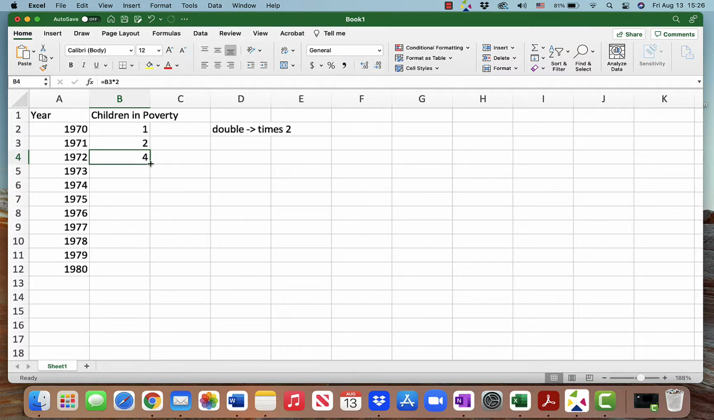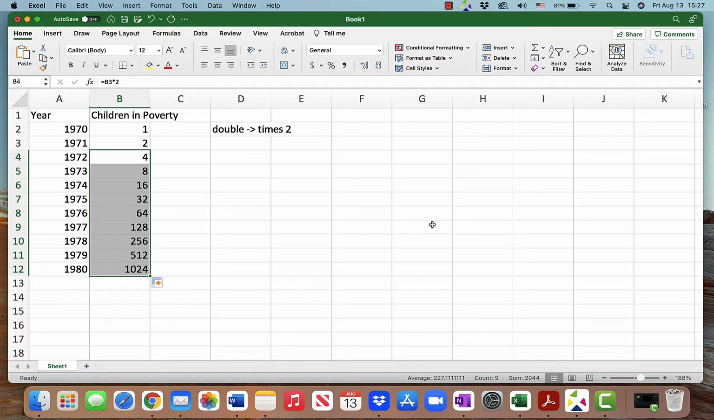So you keep doing this. And instead of typing up a formula each time, Excel has a feature that if you grab the bottom right square and just drag it along, it will do it for you. You see what it does? It takes the number from before and it's doubling it. Times 2, times 2, times 2, times 2. So over the course of the decade, we go from 1 to 1,024 children living in poverty. Here's what we got so far.